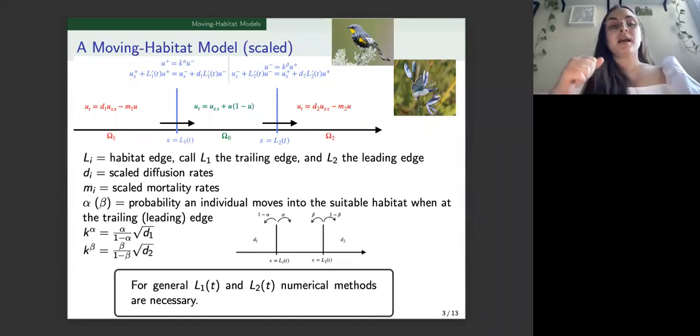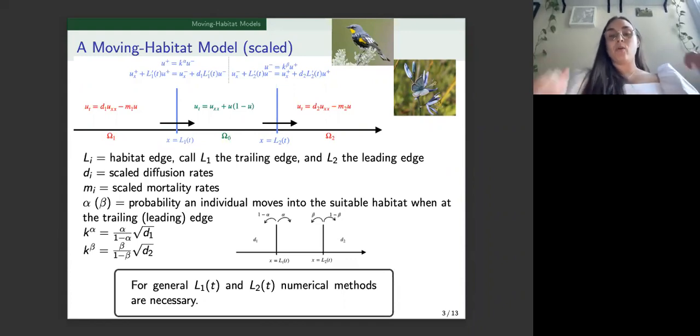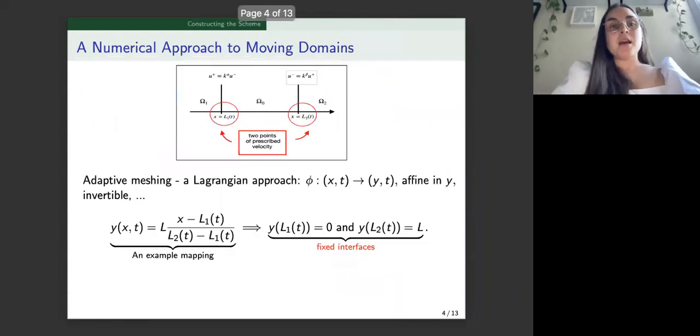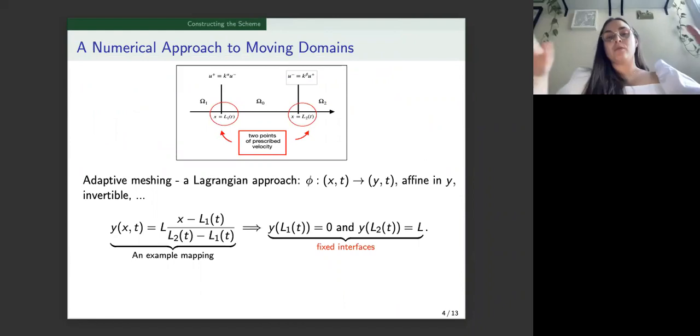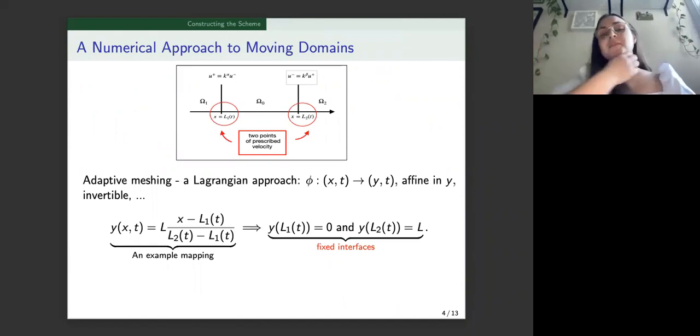When L1 and L2 are moving at the exact same constant speed, we can obtain a lot of analytical results. However, for general L1 and L2, we have to use numerical methods. Our numerical approach has to somehow deal with these moving interfaces. We have these two points of prescribed velocity, and we're going to exploit these because we know exactly where these points are, and they're explicitly described in the equation.